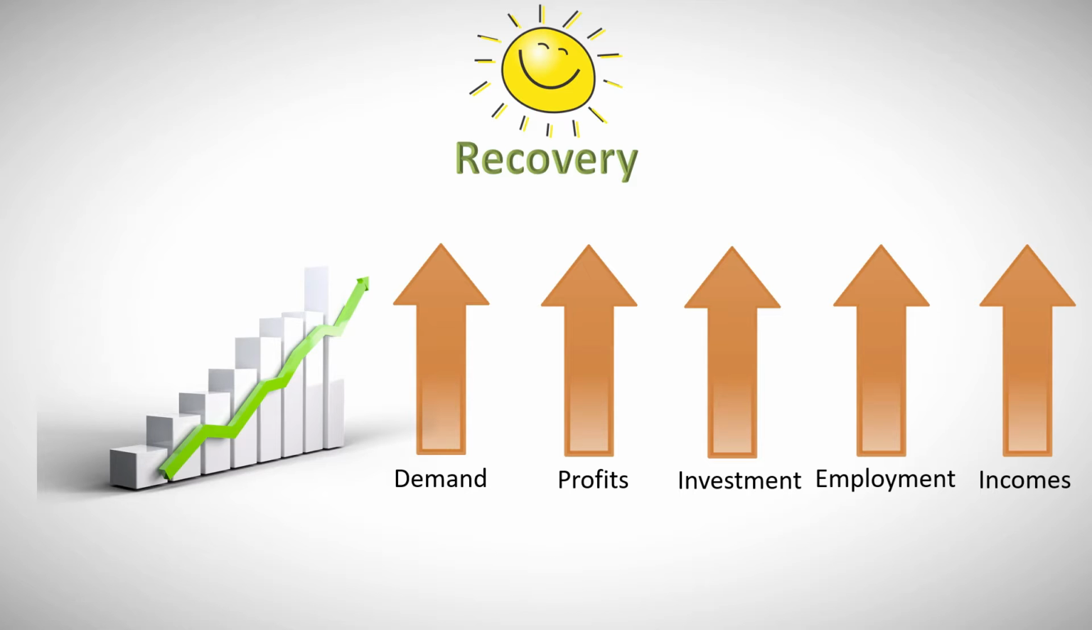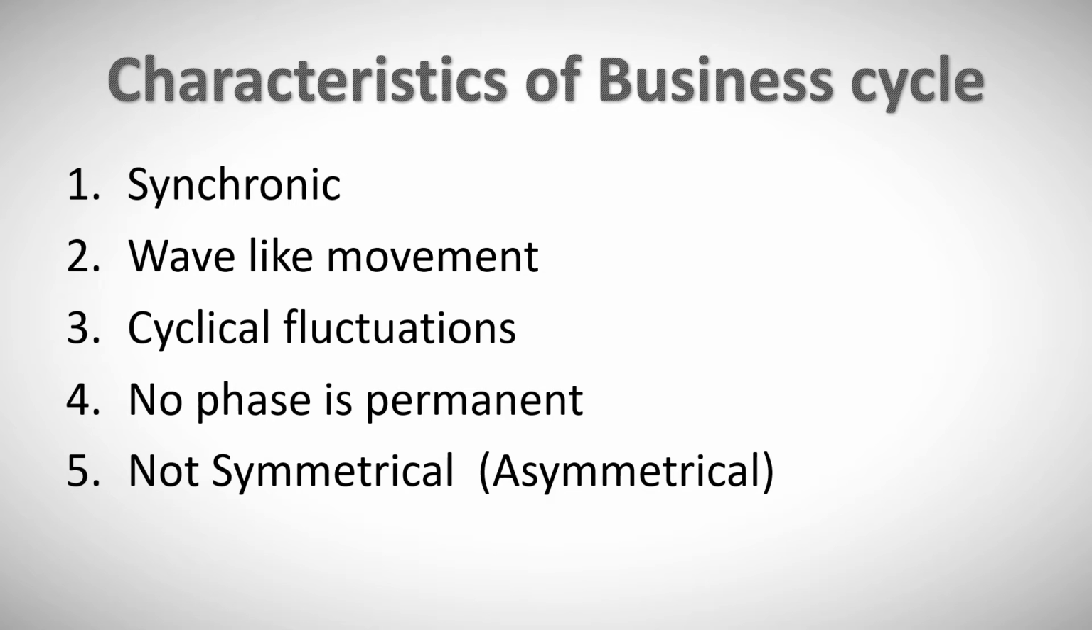Now let's look at the characteristics of the business cycle. First characteristic is that the business cycle is synchronic, which means the upward and downward movements do not occur for a few businesses. They occur in almost all businesses at the same period. The wave of prosperity or depression in one industry will soon generate a wave for other industries, as we know how connected our economy is.